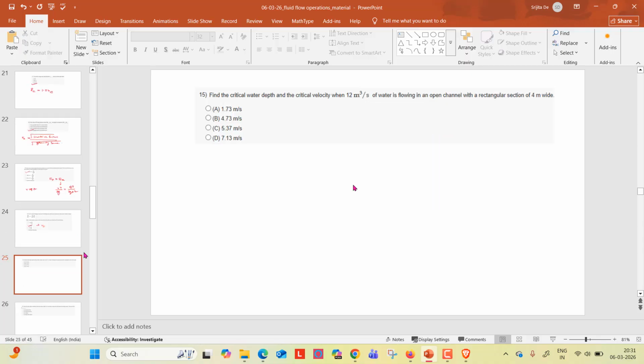Next, find the critical water depth and the critical velocity when 12 meter cube per second of water is flowing in an open channel with a rectangular section of 4 meter wide. So it is asked for critical depth.